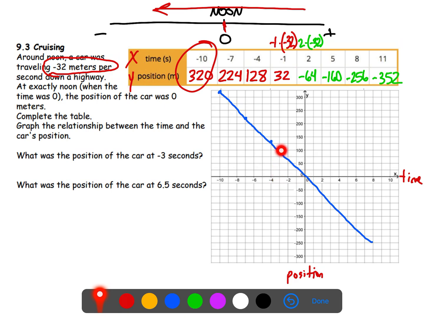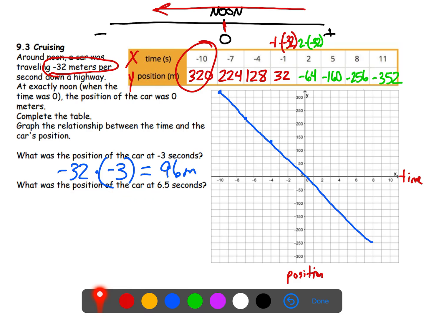Negative 3 seconds, we're still in the positive position. But please don't use this graph to try to guess. We can calculate this. We know that the car is traveling negative 32 meters every second. We're at negative 3 seconds. So what we need to do is multiply our velocity by our time. Remember, that's a negative time. And what we'd get is 96 meters, which fits with what we said. We said at negative 3 seconds, it should be a positive position. 96 would be just below 100 here. So yeah, we are very close to that.